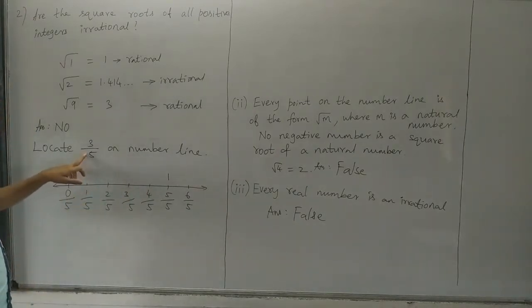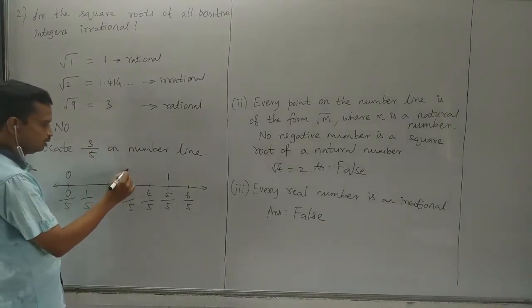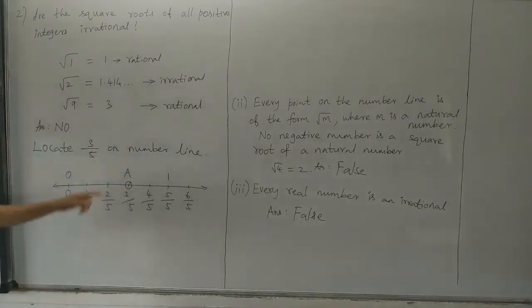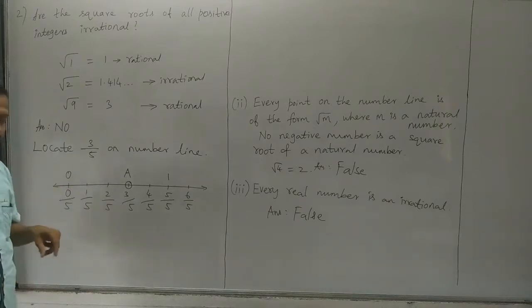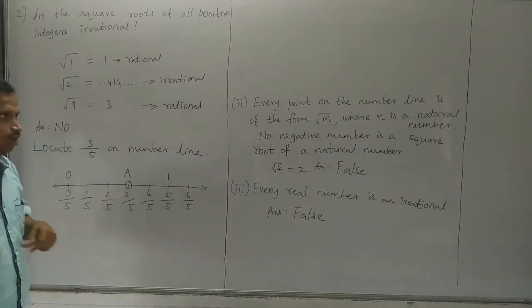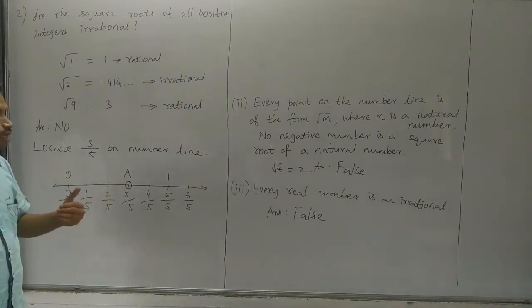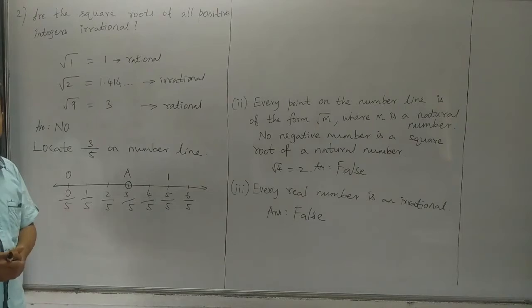And the question is locate 3 by 5. Where is it? Here. So let it be A. So this point A on this number line represents 3 by 5. So this is the way to locate the given rational number. This you already studied in 8th standard. But now we will move to the 9th standard, that is locating the square root of a positive number.